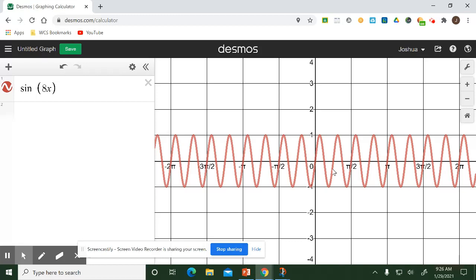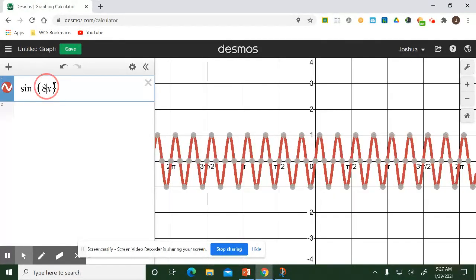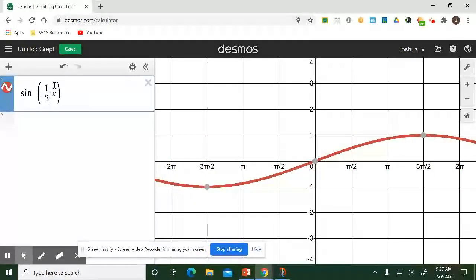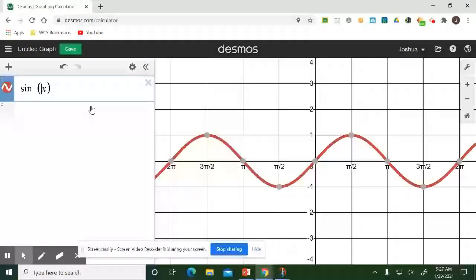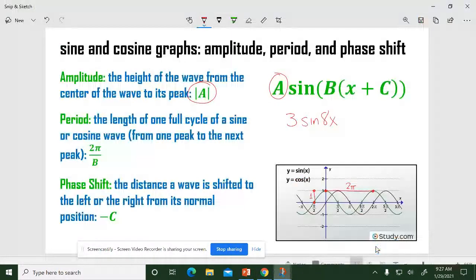So the period is kind of an inverse measurement. As this number gets larger, the period gets smaller. And if you had a small number on the inside, like let's say 1/3, that gives you a much longer period. It stretches the wave out horizontally. Because if you multiply that number by something less than 1, it's going to cycle through all the angle measurements more slowly. It's going to take a lot longer to get all the way around. So that's what affects the period. And the way you would calculate the period using the equation is with this little formula, 2 pi over b. So I wrote 8 here as the coefficient for x.